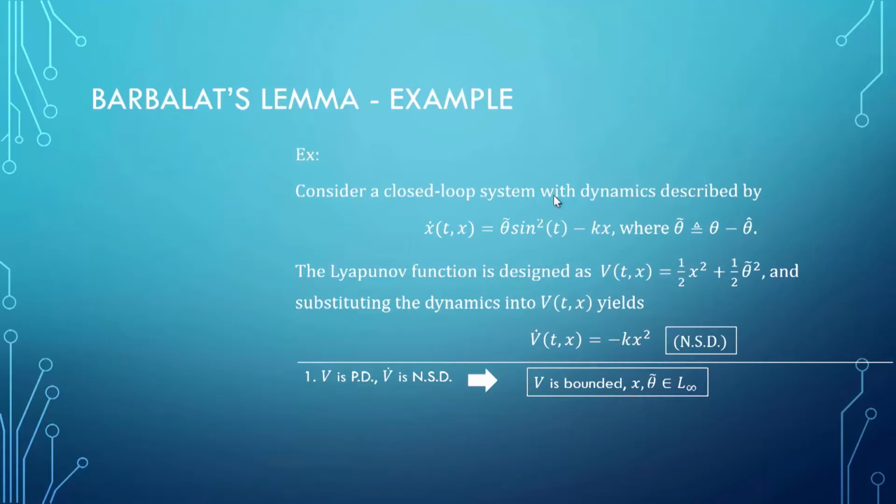X will be bounded, theta tilde will be bounded because it's a PD function, which means you have a square here, right? So if this is bounded, all the arguments have to be bounded, right? So these two are bounded. Okay. So the second thing is, according to the dynamics and 1, you can say X dot is bounded, which means X is uniformly continuous.